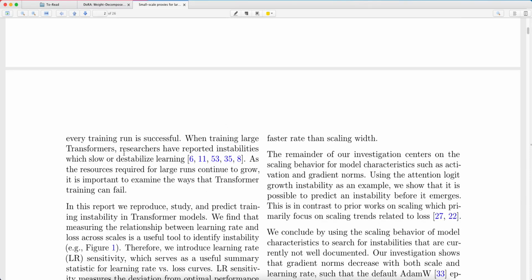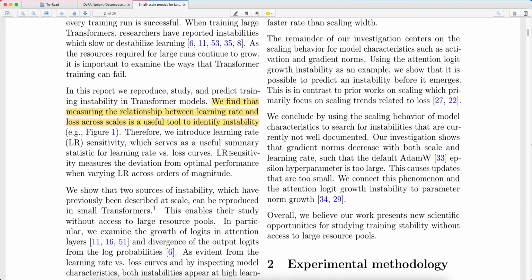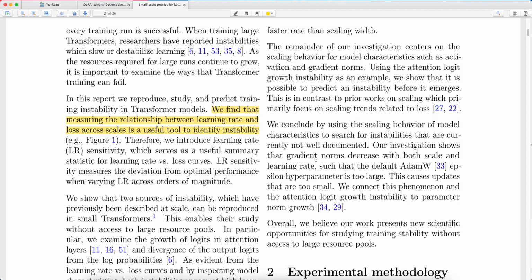Okay, when training large transformers, researchers have reported instabilities which slow or destabilize training. All right, we want to reproduce, study, and predict training instability in transformer models. We find that measuring the relationship between learning rate and loss across scales is a useful tool to identify instability. So I think this is a good general concept, learning rate and loss relationship. LR sensitivity measures the deviation from optimal performance when varying LR across more orders of magnitude.